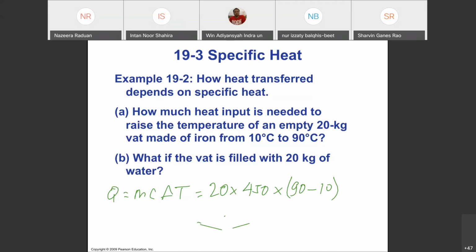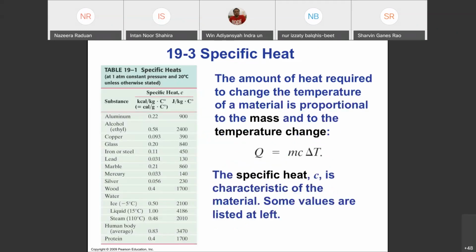Okay. B, what if the pan is filled with 2 kg of water? So you find Q for the water first, then add. Water, okay, water here, liquid. So you use this one, 4,186. And you find the Q and add it to the previous one, A.